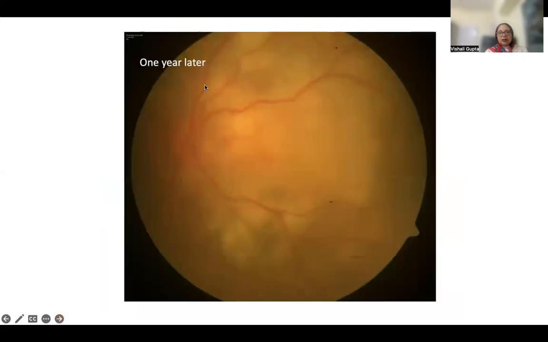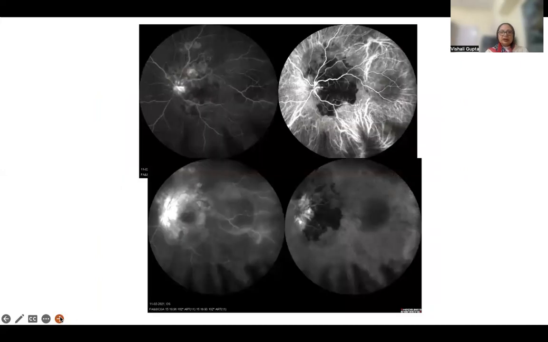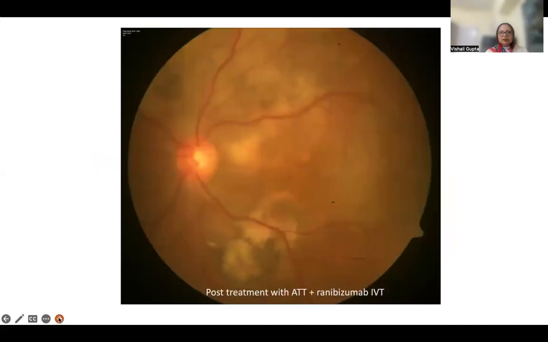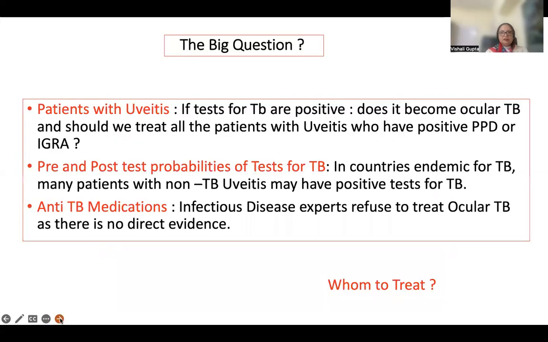When she came back, you can realize the good eye had developed a full-fledged abscess and granuloma, and you can see the vascularity. So now she is treated with anti-TB drugs. TB Gold was positive when we repeated it, and she started responding to therapy with anti-TB drugs.